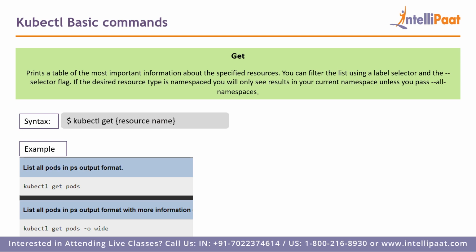So basically, the get command prints a table of most of the information about the specified resource. For example, when I was doing kubectl get deployments, it was getting the information with respect to the deployments. You can filter the list using label selectors and selector flags, and you can do a lot of different things. So let's say if I wanted to get deployments from a particular environment or namespace, we can do that as well.